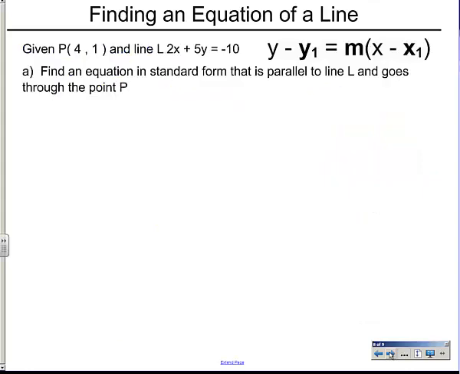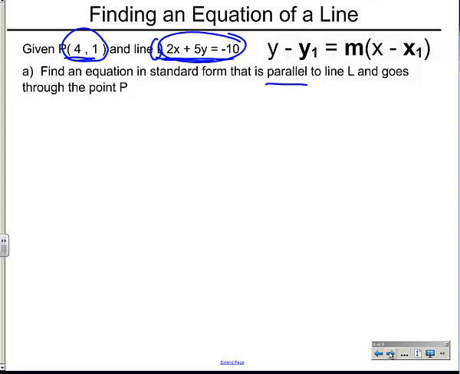For this example, we are given a point (4, 1), and a line L. So line L is this equation right here. We want to find an equation in standard form that is parallel to this line, but it also goes through this point. So the first thing we've got to figure out is, what is the slope of this line? Well, the slope of the line is actually kind of easy to calculate.